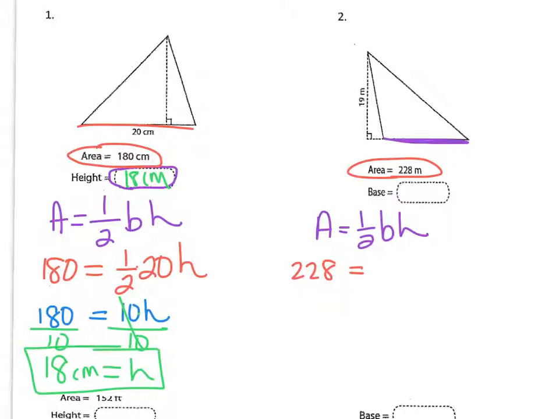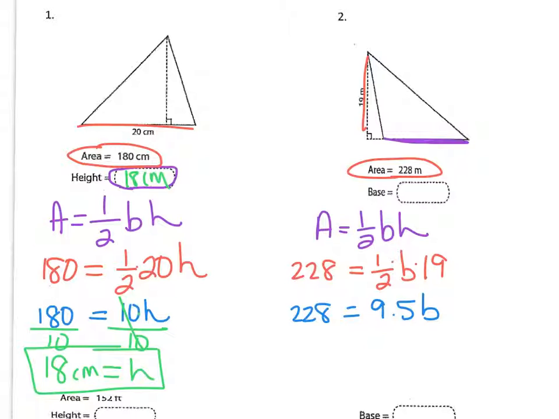And we do not know the base, so I'm going to write 1/2. We do not know the base, but we do know the height is 19. Okay, and there are multiplication signs between these. So the next thing we're going to do is simplify. So 228 equals, and now we're going to do half of 19. So 1/2 of 19 is 9.5.